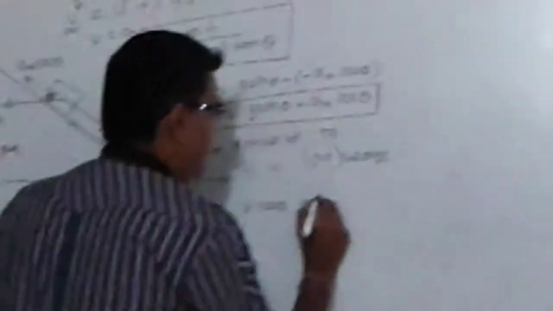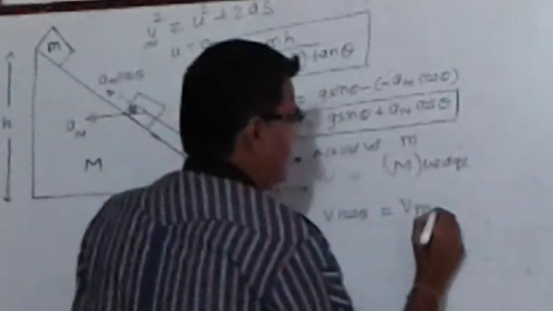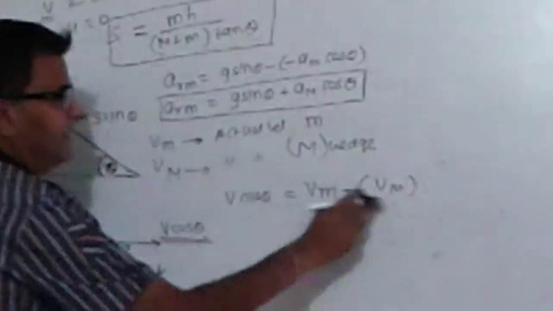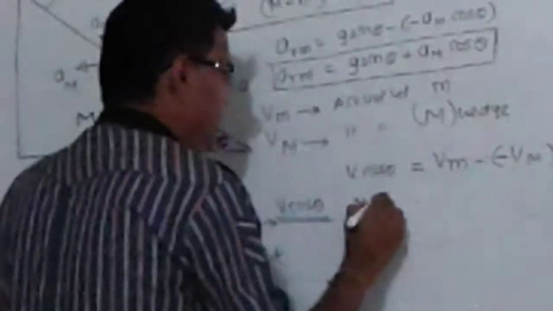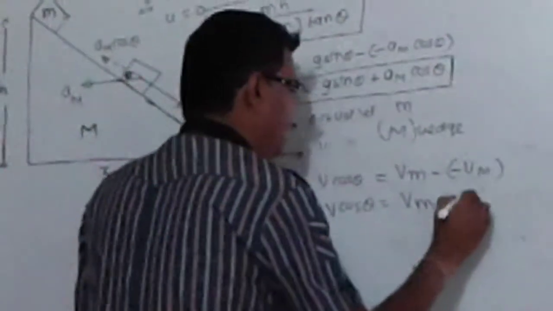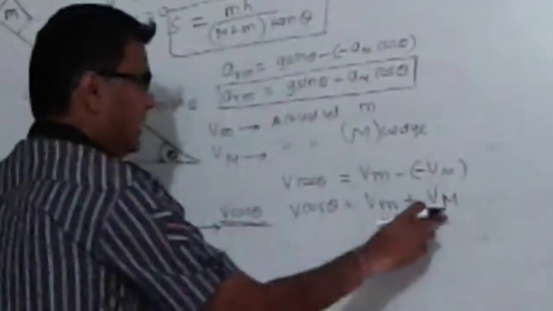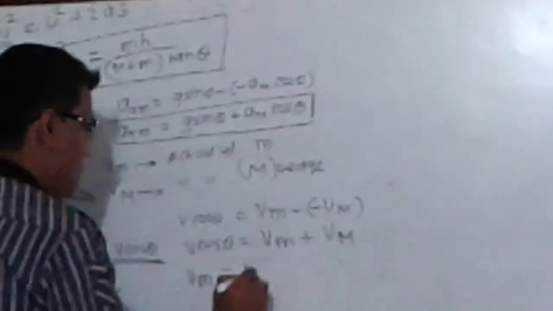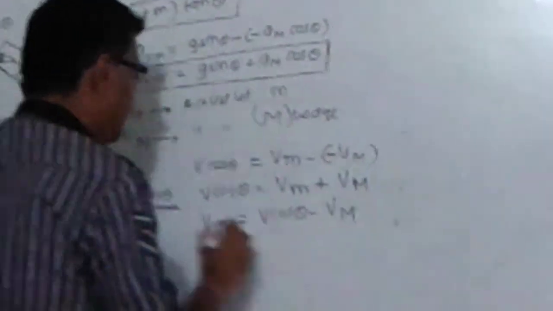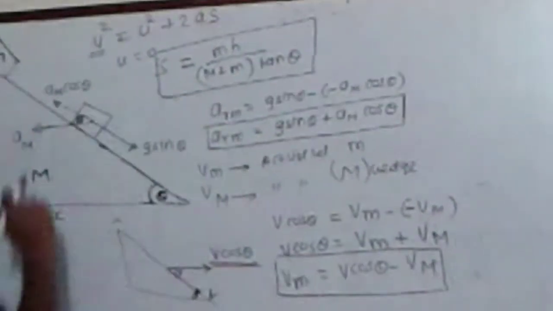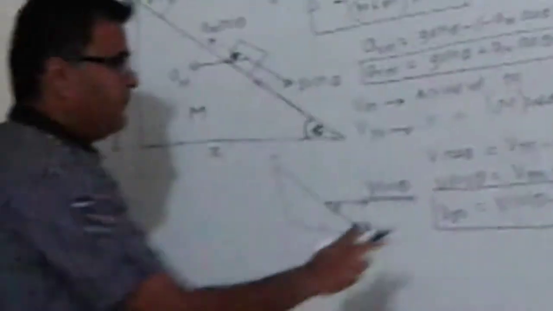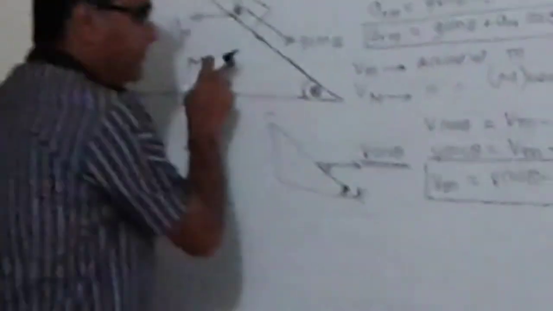The relative velocity of the block with respect to the other block is given by the actual velocity of the small block m minus the actual velocity of the block capital M. But as the velocity of block capital M is to the left, it will become minus, and I will have the relative velocity as Vm plus V capital M, and that gives me the actual velocity of the small block as v cos theta minus V capital M. This is the actual velocity of the smaller block as it is coming down. v is the relative velocity of the smaller block. V capital M is the actual velocity of the wedge.